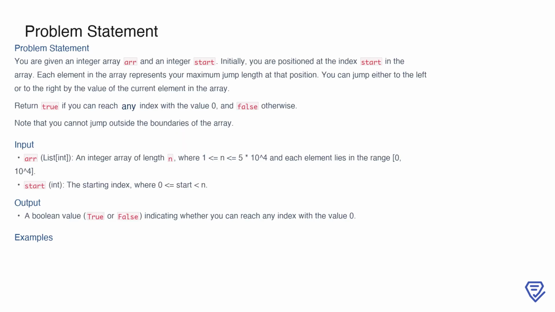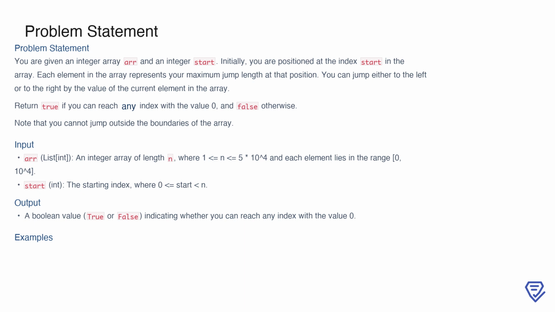In this problem, you are given an integer array called arr and a starting index start. Your goal is to determine if it is possible to reach any index in the array where the value is 0. At each step, you can jump to the left or right by the value at your current position in the array. Importantly, you cannot jump outside the bounds of the array, so your jumps must stay within the valid range of indices. The function should return true if you can reach an index with the value 0, and false otherwise.